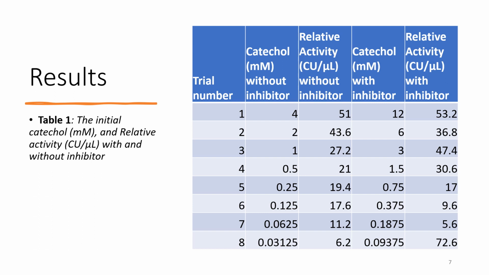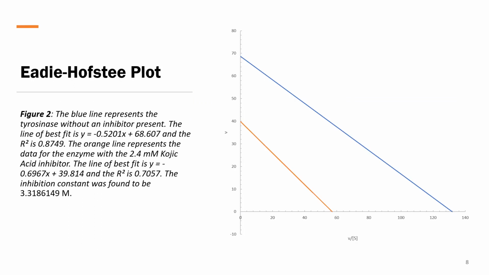And this goes throughout. We can see in trial number 8, for the catechol with the inhibitor, there's some kind of wonky numbers there at the end, but for the most part, it follows this trend that it's just decreasing while the catechol is also decreasing.